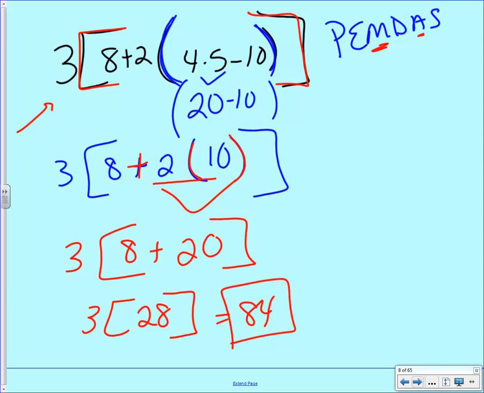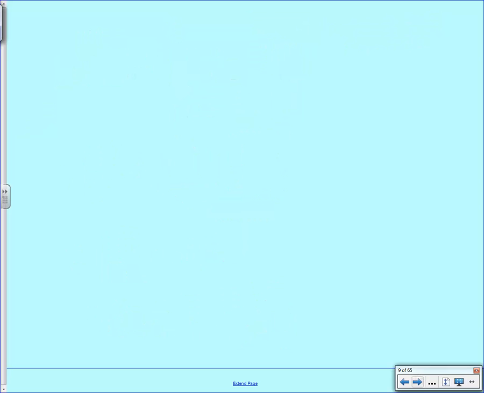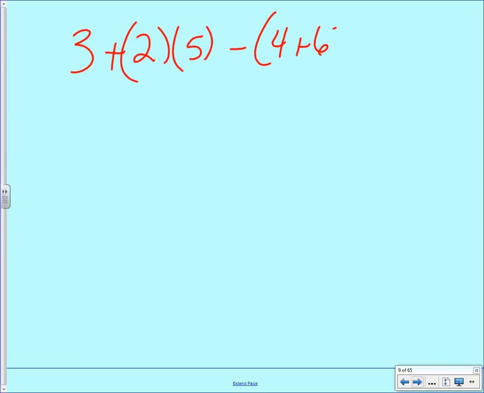All right, let's do another one that's a little more difficult. This one is going to be 3 plus 2 times 5 minus 4 plus 63 divided by 7 plus 20. All right, there's a lot going on here, okay?